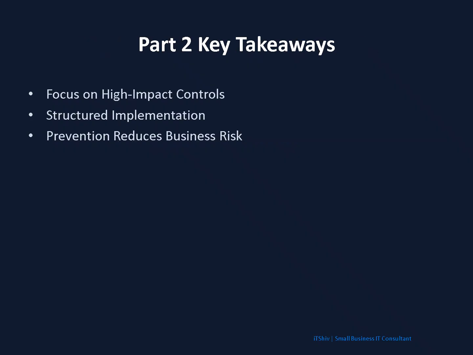So Essential 8 is about structured risk reduction. Start with the 4 controls that deliver immediate protection. In part 3, we will build a practical implementation framework for small businesses that will be balanced and consistent.